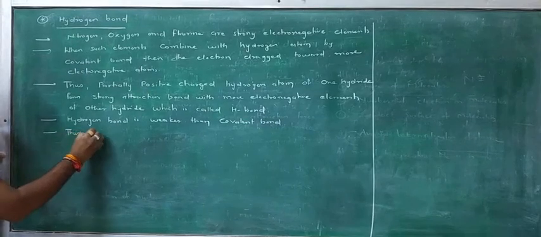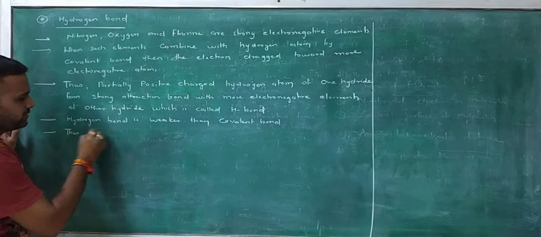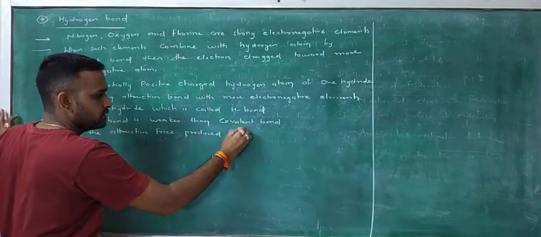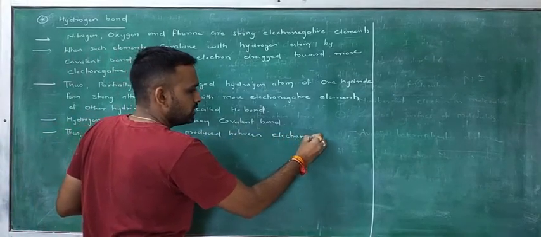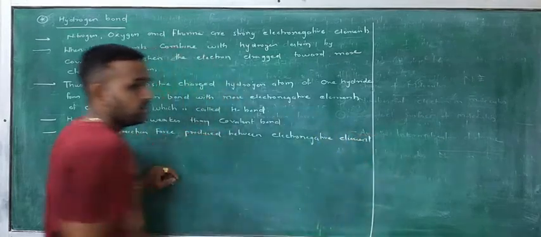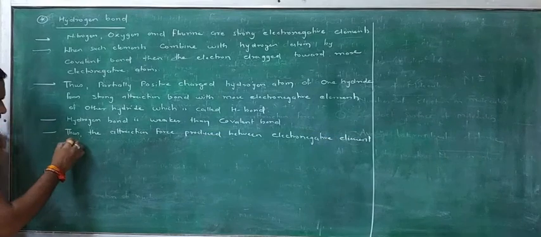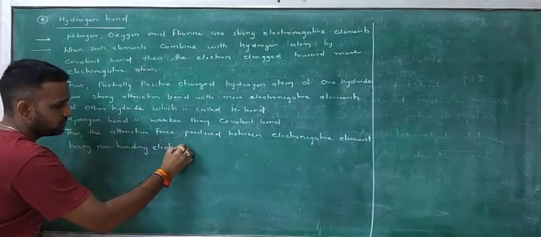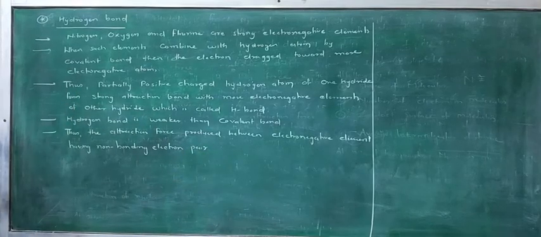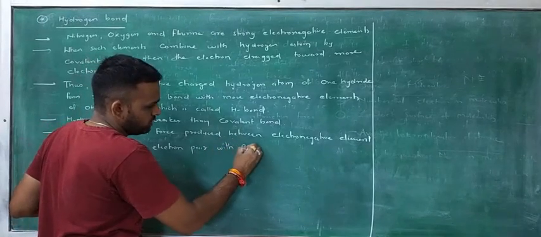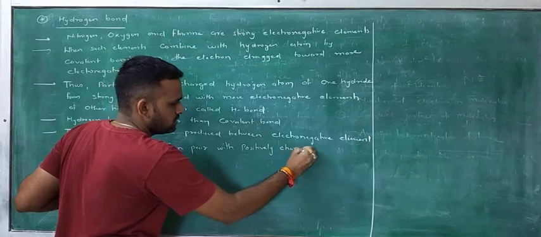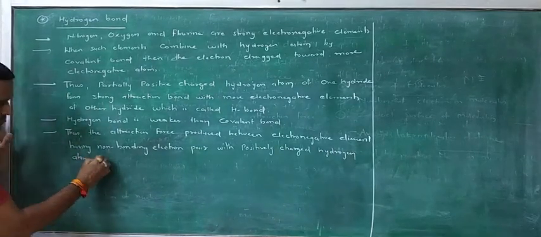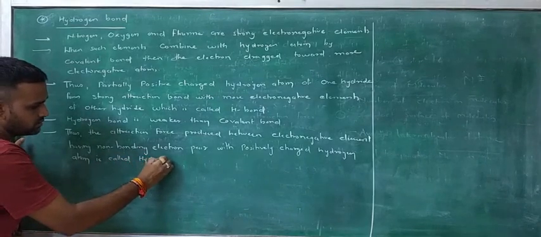Thus I can say the attraction force produced between an electronegative element having a non-bonding electron pair and a positively charged hydrogen atom is called hydrogen bond.